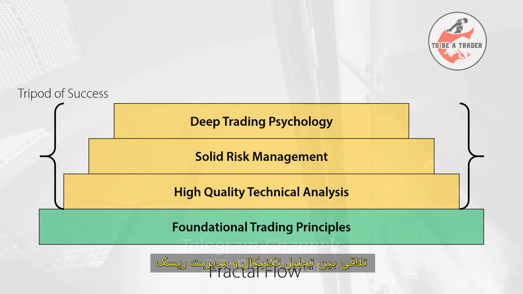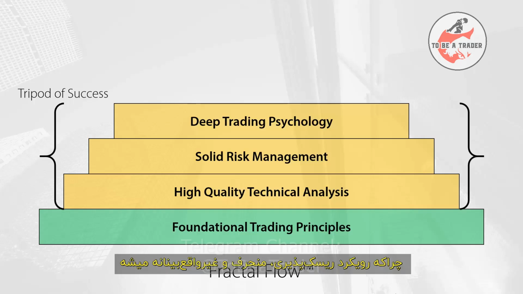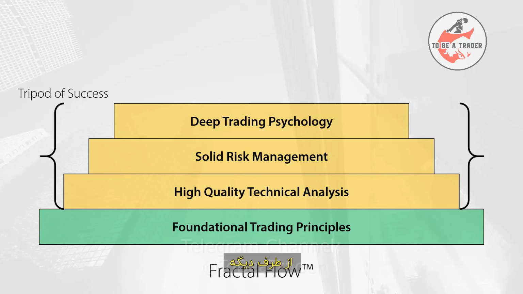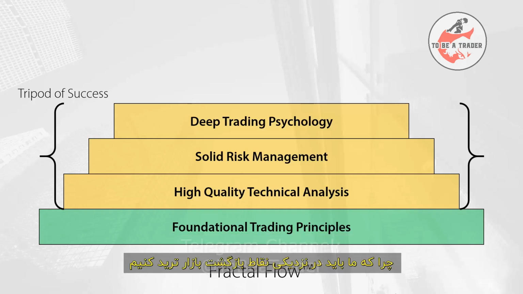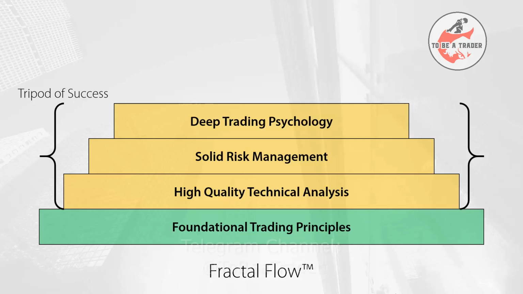For example, the intersection between technical analysis and risk management is what gives rise to the principle of good trade location, which is a foundational aspect of trading. In other words, it is impossible to trade using just technical analysis because the risk-taking approach becomes distorted and unrealistic. On the other hand, using risk management without technical analysis leads traders nowhere because we need to trade near the reversal points of the market, and the only tool we have for that is technical analysis.